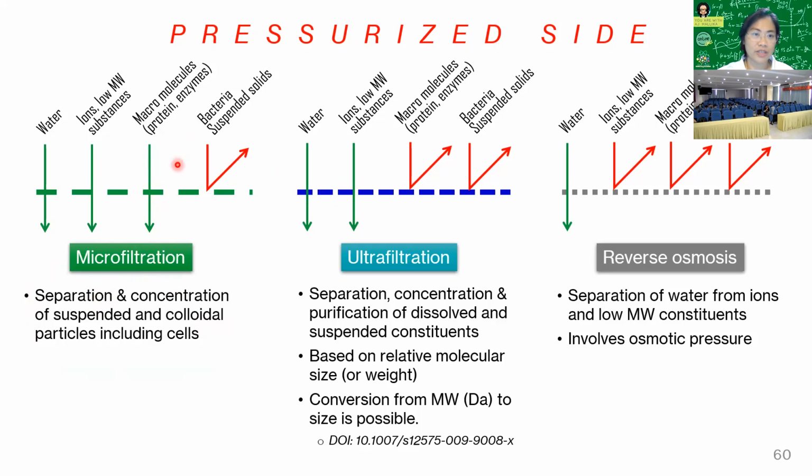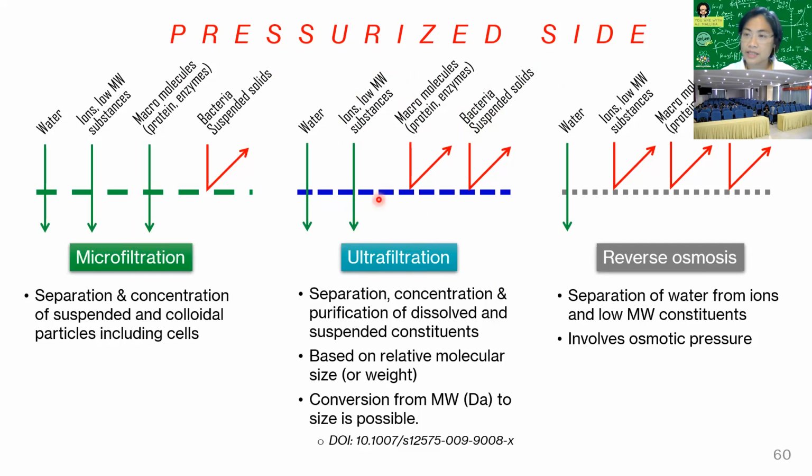As you see from the pictures, what is excluded by the microfiltration membrane are bacteria and suspended solids. Macromolecules, enzymes or proteins, low molecular weight substances, and water can get through microfiltration. Then with ultrafiltration, apart from bacteria and suspended solids, macromolecules like proteins and enzymes are excluded as well, while ions, other low molecular weight substances and water can get through the ultrafiltration membrane.